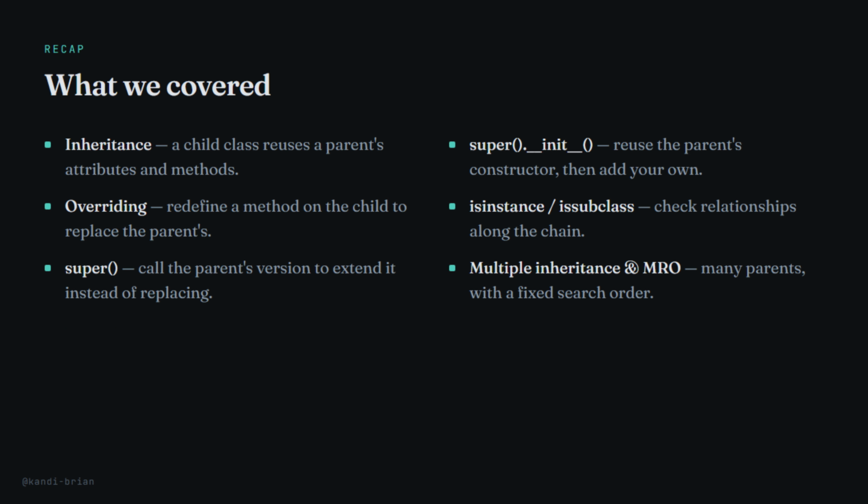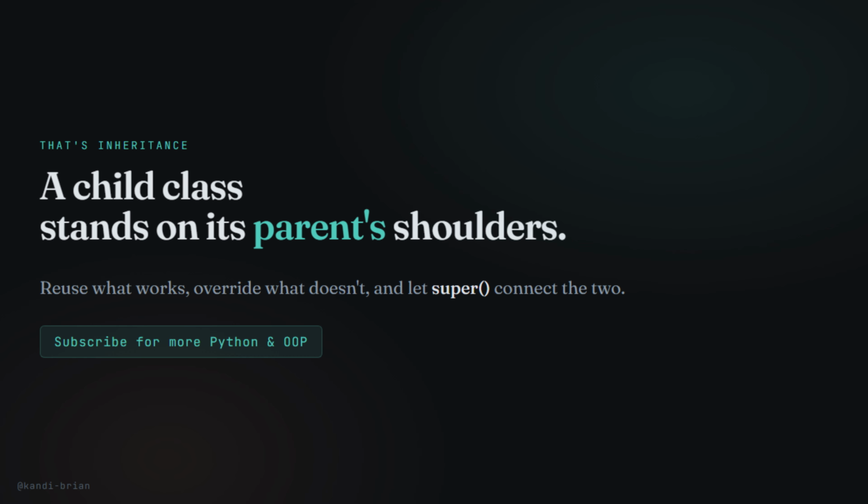So inheritance lets a child class reuse a parent's attributes and methods. Overriding lets the child redefine a method to replace the parent's. super() lets the child call the parent's version so that it can extend instead of replace. super().__init__ reuses the parent's constructor, then the child adds its own setup. isinstance and issubclass check relationships along the chain. And multiple inheritance lets a class have several parents, with the method resolution order deciding, in a fixed sequence, which method wins. So that's inheritance. A child class stands on its parent's shoulders. Reuse what works, override what doesn't, and let super connect the two.